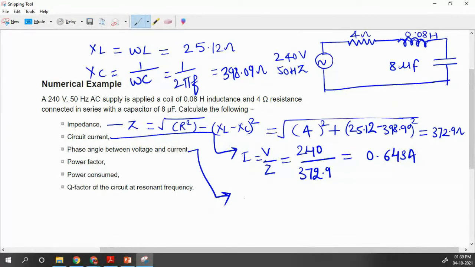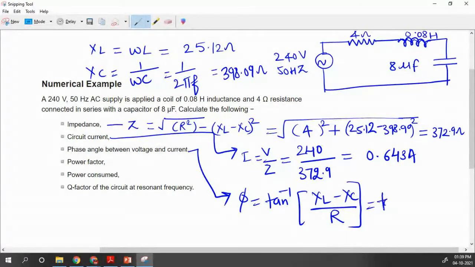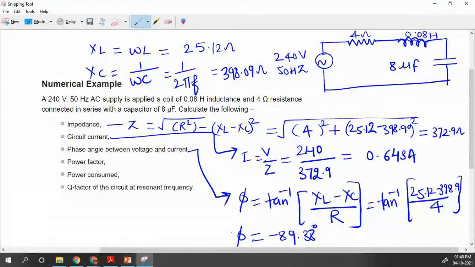Then we have to calculate the phase angle. So what is the formula for phase angle? Phi is equal to tan inverse of XL minus XC upon R. This is the formula for phase angle. You will put the values. We know all the values right here. So 25.12 minus 398.909 divided by 4, and you will get the phase angle minus 89.38 degree.